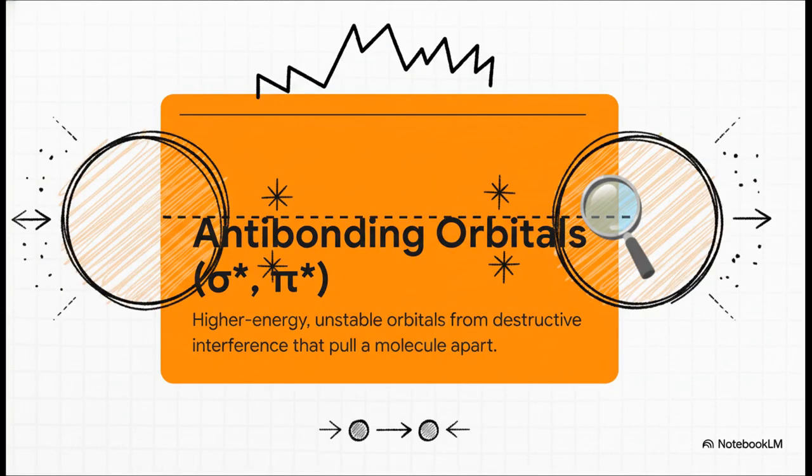But here's the thing, for every bonding combination, you also get an anti-bonding one. When atomic orbitals combine destructively, they create an anti-bonding molecular orbital. You can always spot it by that little asterisk. In this case, that node forms right between the nuclei. There's zero electron density there. The electrons are pushed to the outside, and that actually starts to pull the nuclei apart. This is a high-energy, totally unstable situation.